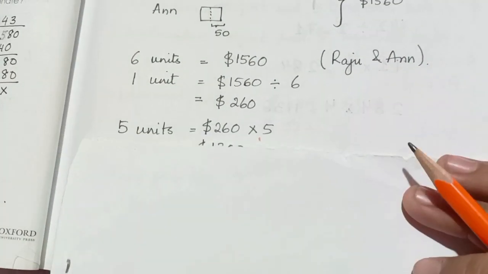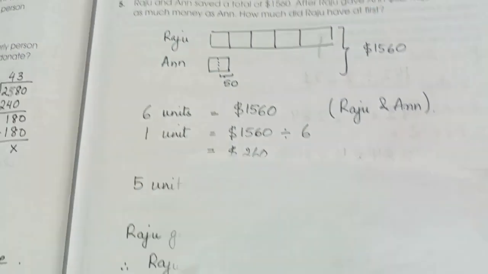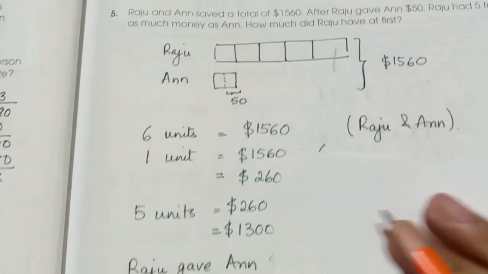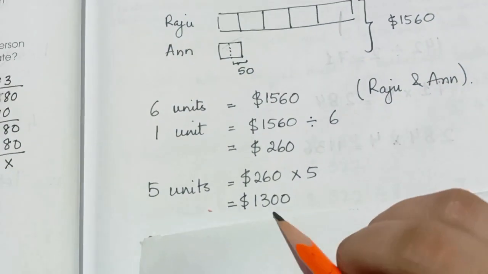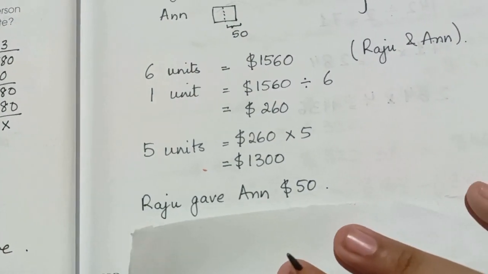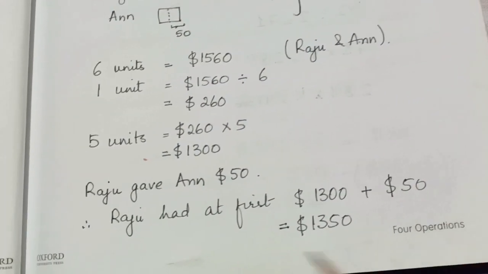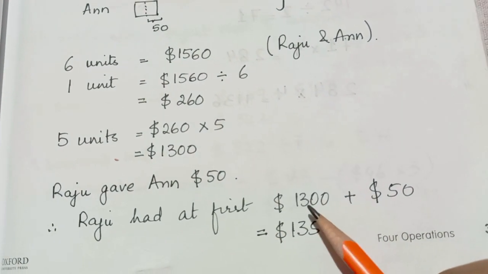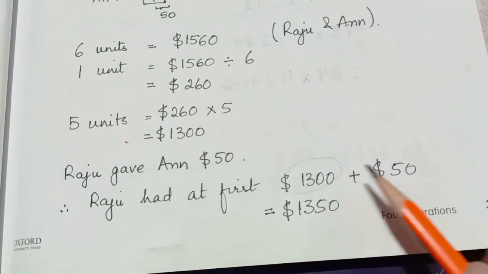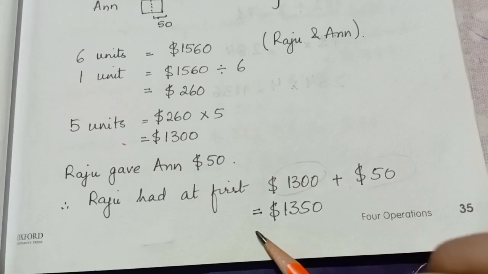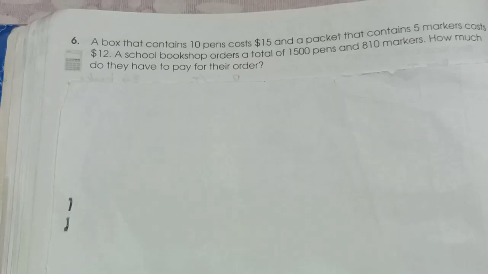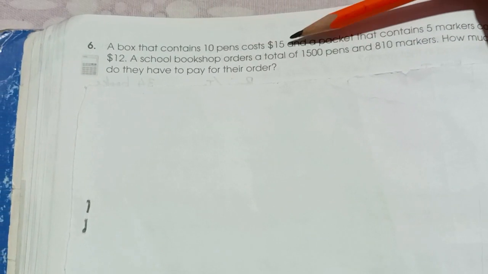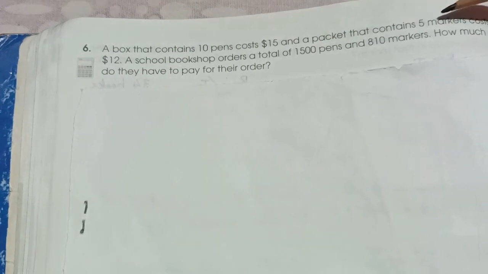So from this 260 we have to multiply, because Raju had 5 times. So we multiply 260 with 5. So we get the answer $1,300. Raju gave Ann $50. Raju had at first $1,300 plus $50. So it means that he has $1,350.